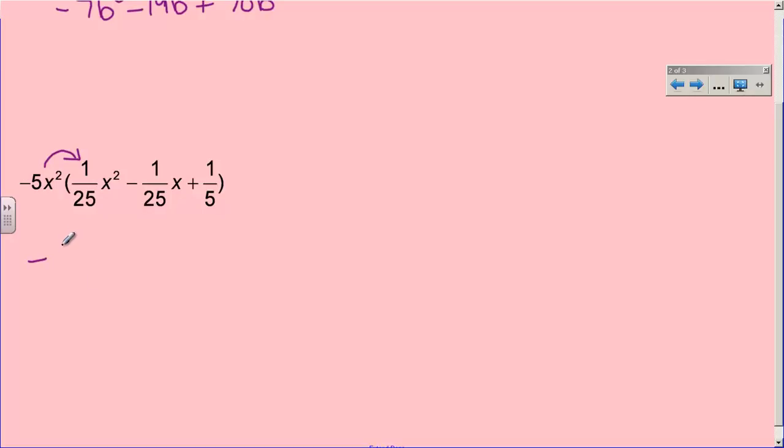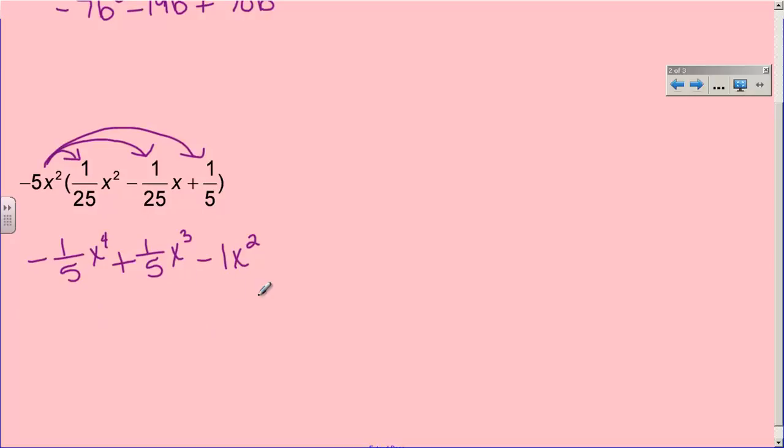Okay, so I can cancel out. So I have negative 1/5 x to the fourth because I added my two exponents. Then distribute to here. This negative and this negative make a positive, so I have a plus sign. This one also becomes 1/5 because it's 5 times 1/25. And then my x squared times x is x to the third. And then negative 5 times positive 1/5 is negative 1x squared because the 5's will cancel each other out.